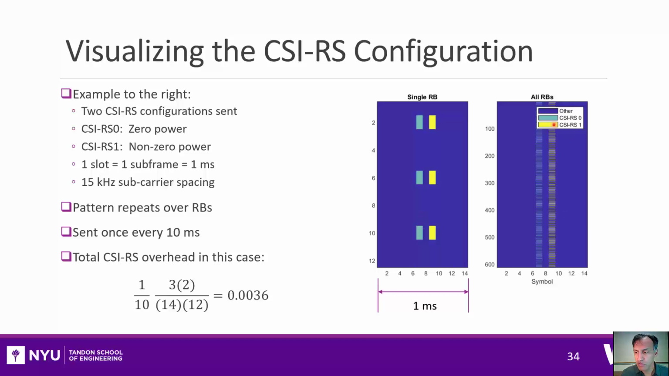In this case here, it looks like it's occupying a lot, but typically the way it would be configured is that it's only being sent once every 10 milliseconds. So if you look at this, I'm allocating 6 of these resource elements out of 14 times 12 in this block, and then only doing that once every 10 milliseconds. So you're under 1/3 of a percent, so it's not a problem at all in terms of allocation for this.